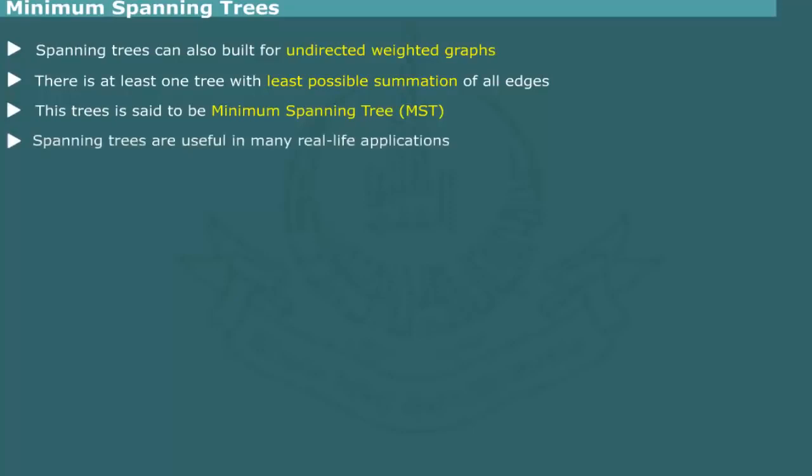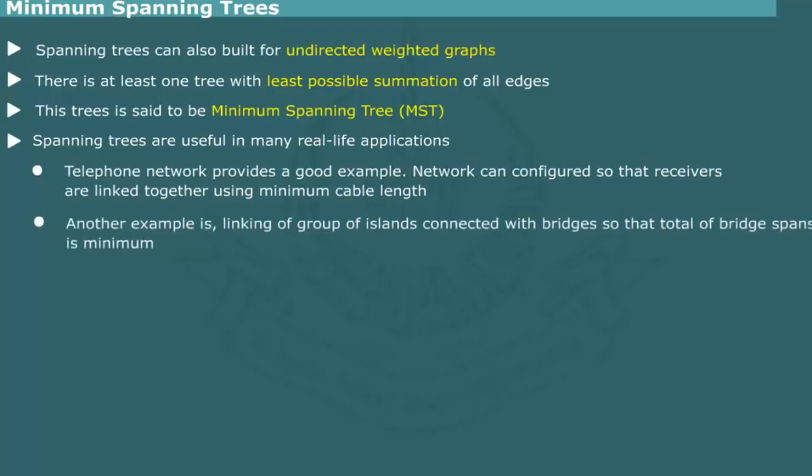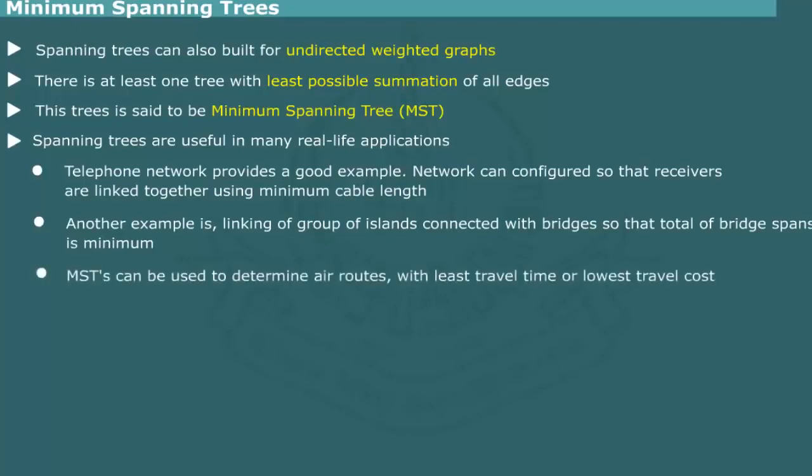The minimum spanning trees are useful in many real-life applications of graphs. Telephone network provides a good example. The network can be configured using a minimum spanning tree so that all receivers are linked together with minimum length of cable. Another example could be linking of a group of islands connected with bridges so that total bridge span is minimum. The minimum spanning trees can also be used to determine air routes between a number of cities so that all cities are linked together with least travel time or lowest travel cost.